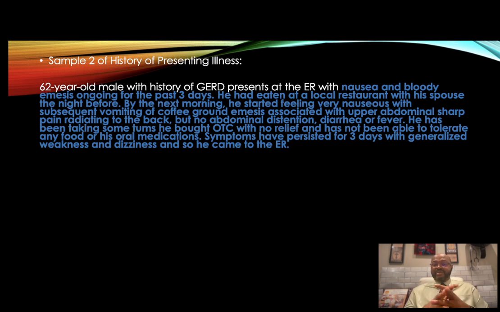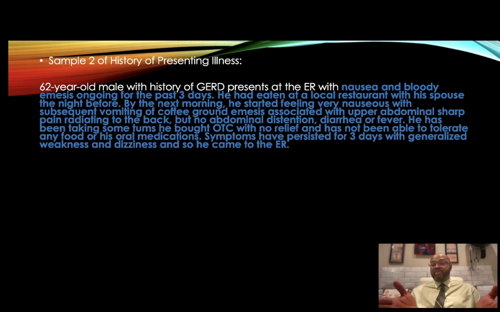He had eaten at a local restaurant with his spouse the night before. By the next morning, he started feeling very nauseous with subsequent vomiting of coffee ground emesis associated with upper abdominal sharp pain radiating to the back, but no abdominal distension, diarrhea, or fever. He has been taking some Tums he bought over the counter with no relief and has not been able to tolerate any food or his oral medication. Symptoms have persisted for 3 days with generalized weakness and dizziness, and so he came to the ER.